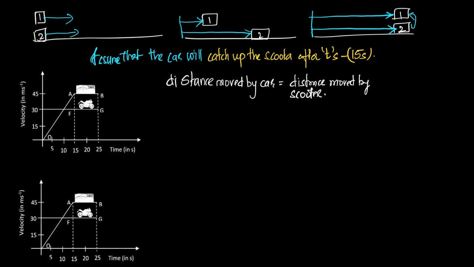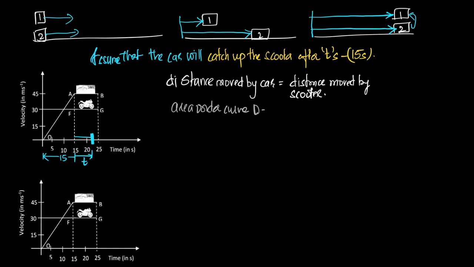So, what I'm assuming here is this overtaking takes place t seconds after t is equal to 15. So let us assume that this much of time is t. Okay, so the overall duration at which the overtaking takes place is 15 plus t. Now, what is the distance moved by the car? Distance moved by the car is area under the curve, right? Area under the curve from where?